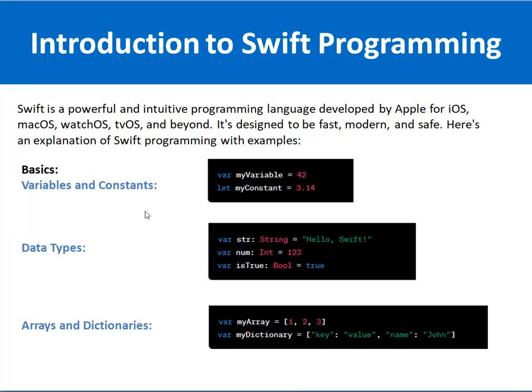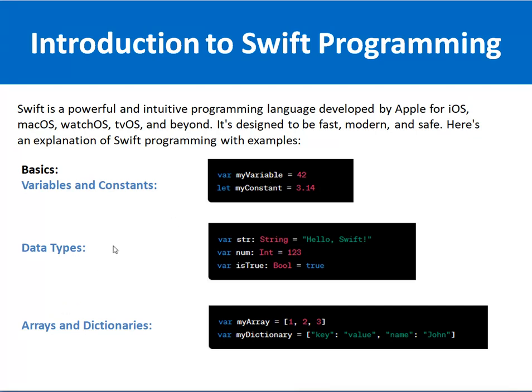If we talk in detail about the basics of this language, first are variables and constants. Friends, if you want to declare a variable in Swift, you have to use var myVariable. Okay, so this is the syntax. If you want to declare a constant, a fixed value, use let myConstant. So this is the syntax of Swift.